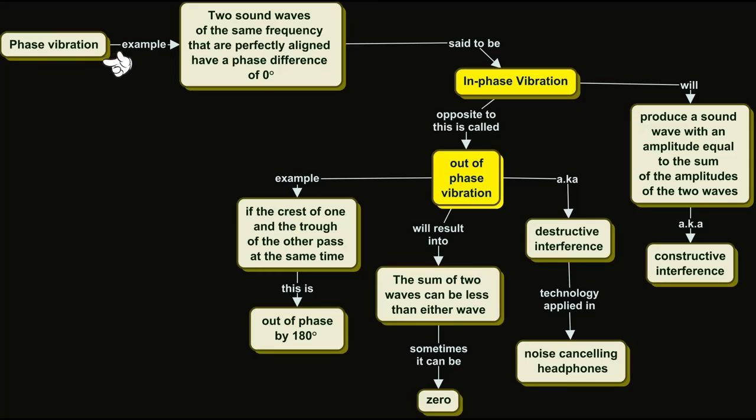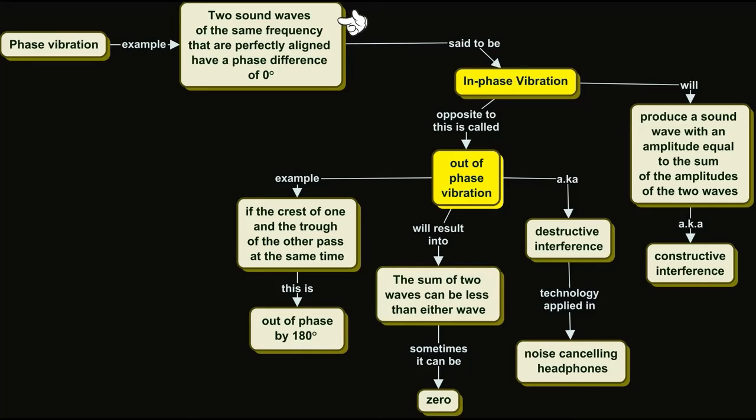What is phase vibration? An example of this is that if there are two sound waves of the same frequency that are perfectly aligned or superimposable, they will have a phase difference of 0. For example, this is a transverse wave.